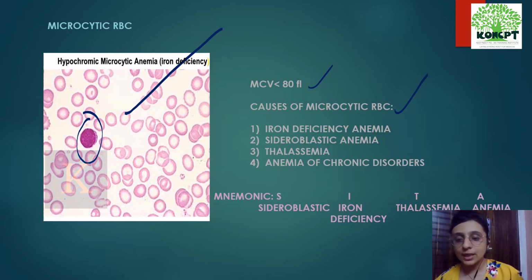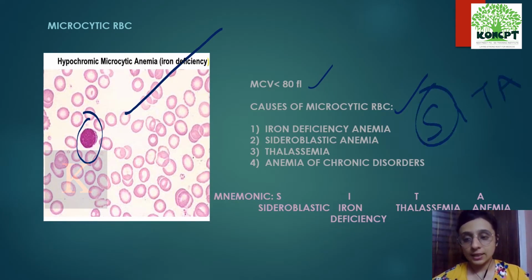Causes of microcytic RBC, very important to remember: iron deficiency anemia, because nutritional anemia is very common in a country like India. Along with that, you have to remember 4 important conditions. In order to memorize it, I have just made this mnemonic SITA, right? So sideroblastic anemia, iron deficiency anemia, thalassemia, and anemia of chronic disorders.